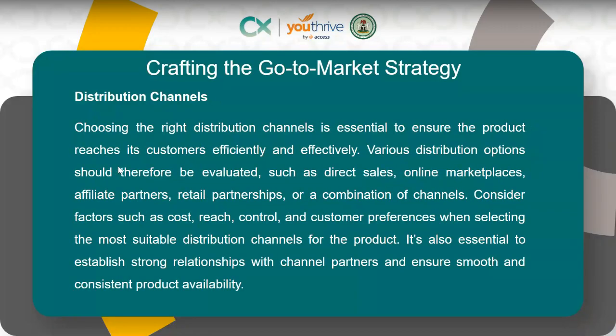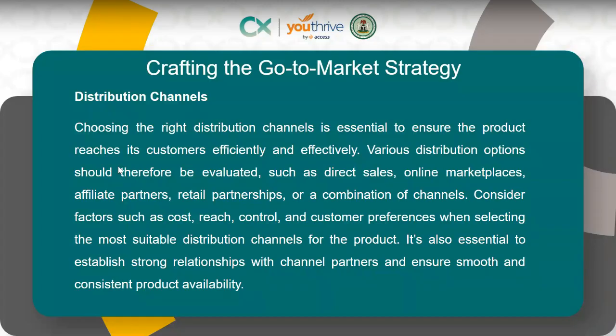All right. So we talked about distribution channel. Choosing the right distribution channel is essential to ensure the product reaches its customer efficiently and effectively. There are various distribution options, so you have to evaluate everything. There's direct sales, there's online marketplaces, there's affiliate marketing, there is retail partnership, there's a combination of channels. So you have to consider factors such as cost, reach, control, customer preference when selecting the most suitable distribution channel for your product. So you hear me clearly, right?